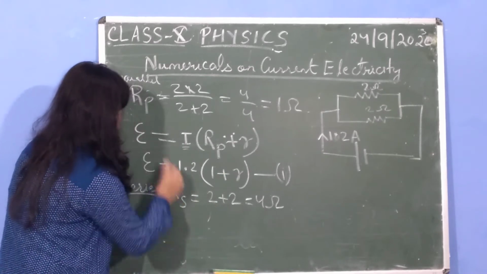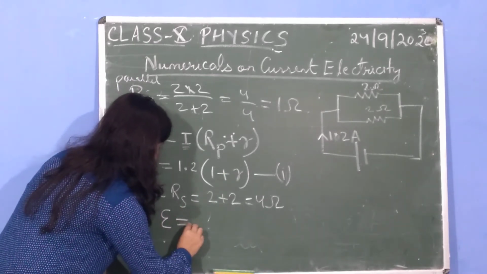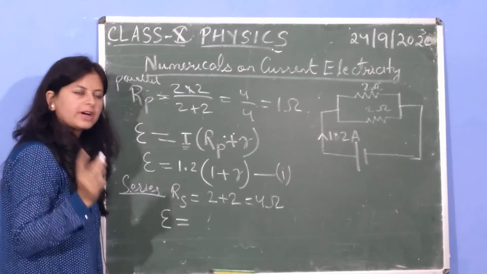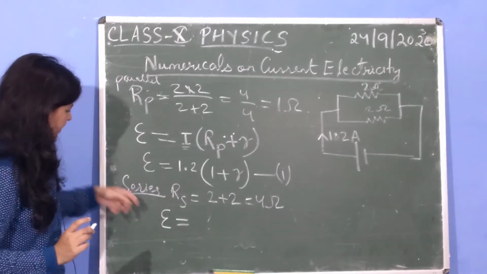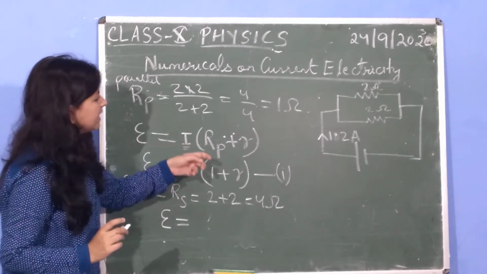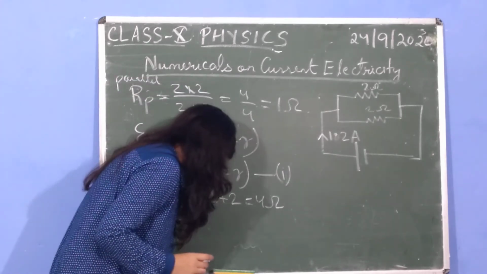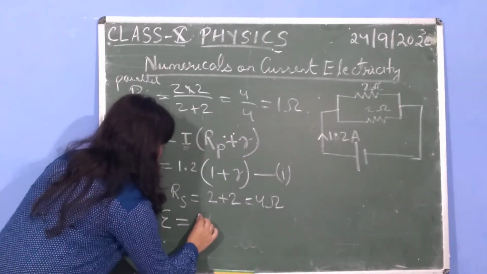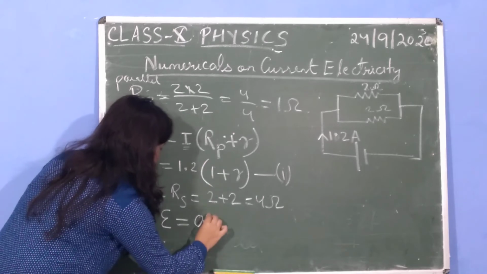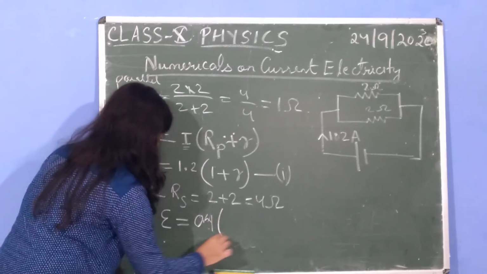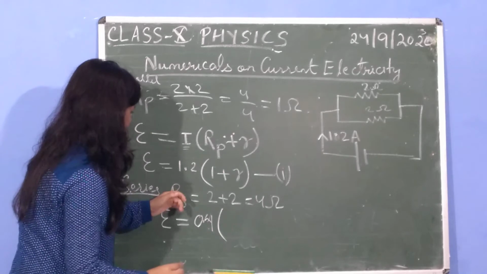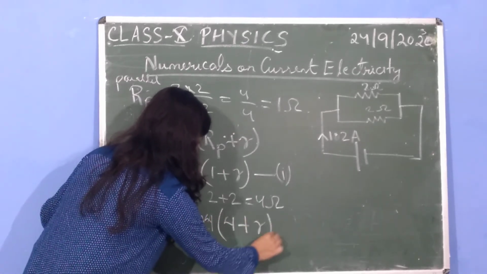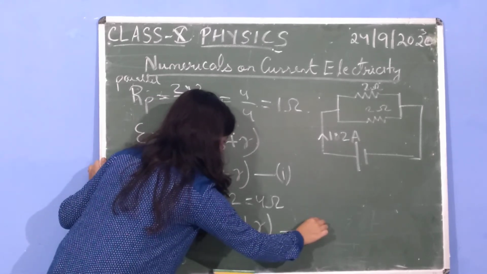Now using the same formula, because the EMF and internal resistance of the cell will be the same no matter whether you connect it in series or in parallel, EMF is equal to current I. Now if it is connected in series, the value of I reduces to 0.4. So instead of 1.2 as in the previous one, here you write 0.4, times the value of Rs, which is 4, plus internal resistance r. This is equation number 2.